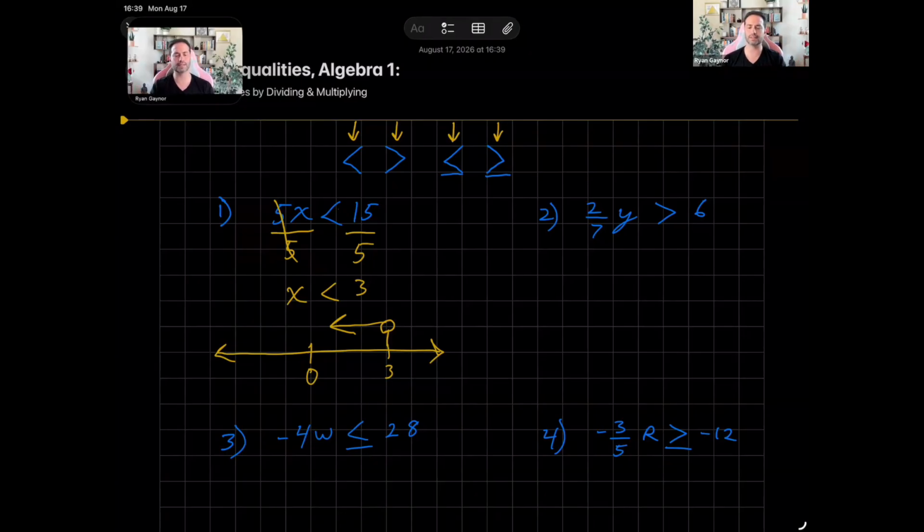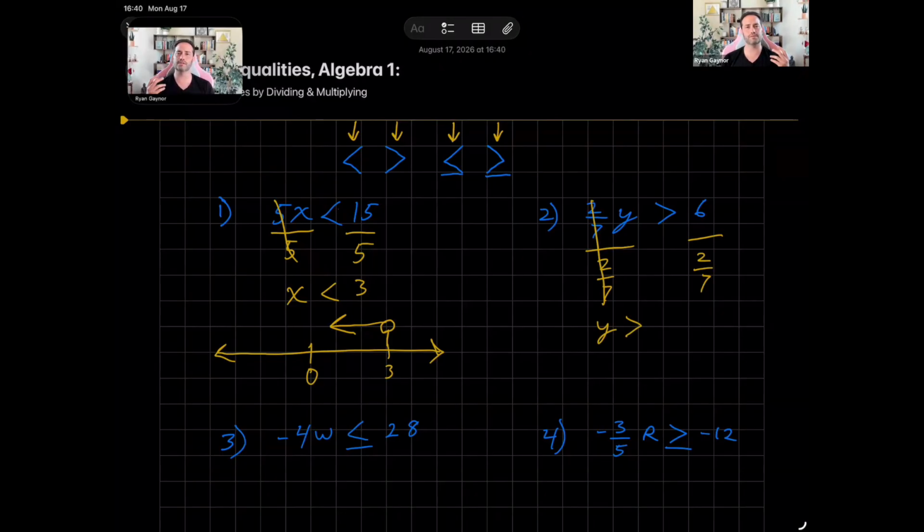All right, let's dive into the second example. We have 2y. Sorry, little mistake there. We all make mistakes, it's all good. We have 2/7 times y, and that's greater than 6. Again, we have to isolate the variable. What's happening? It's being multiplied by 2/7. So I'm going to divide by 2/7 on both sides. Cancels out. We have y is greater than.